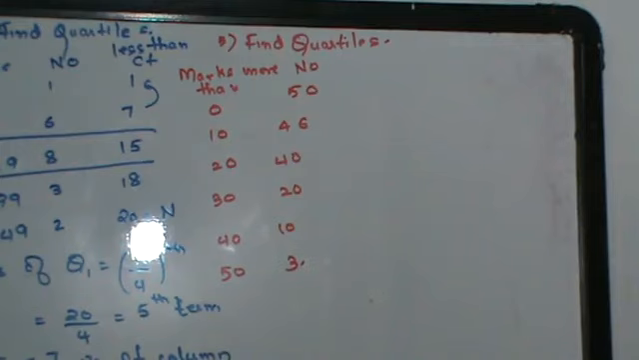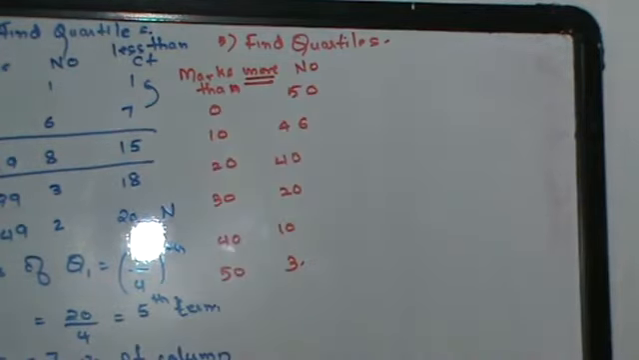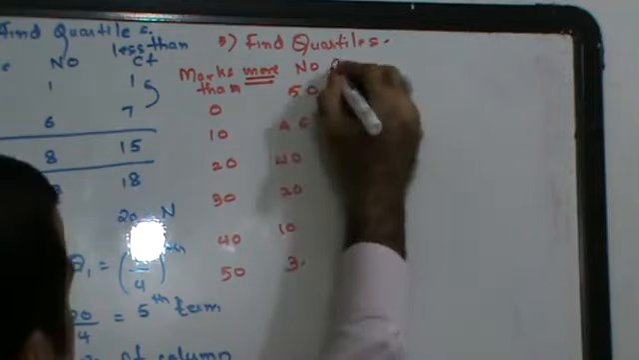Here guys, the key word is in the data they've given you marks more than. Instead of just giving you marks of the students, they've said these are marks more than. More than 0 and more than 10, 20, so on and so forth. When they use the word more than or less than, then you have to make class interval.